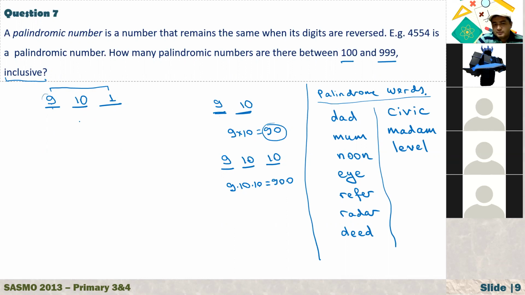So it's just the simple counting principle. Here we have 9 times 10 times 1, that is equal to 90. So how many palindromic numbers do we have between 100 and 999? We have 90 palindromic numbers. And the answer is 90.